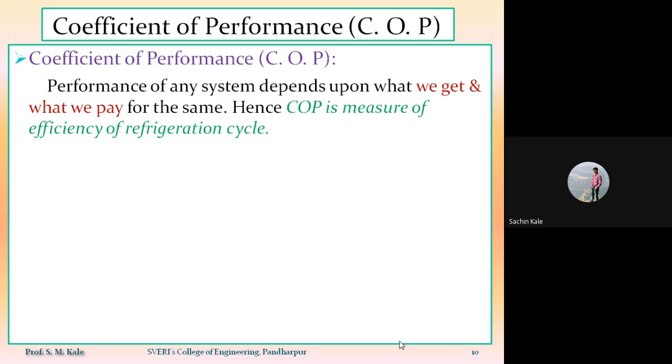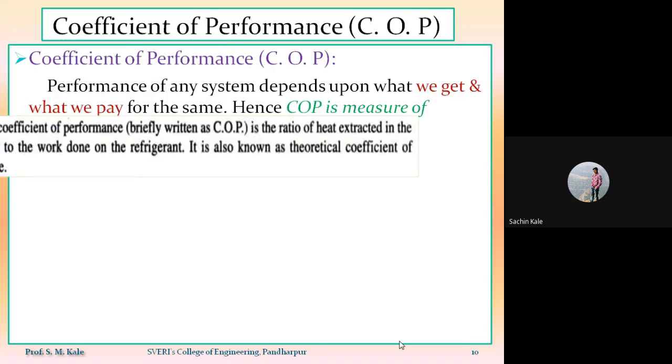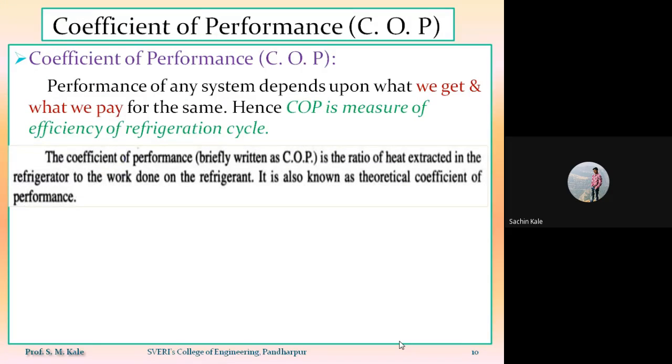So here performance of any system depends upon what we get and what we pay for the same. Hence COP is a measure of efficiency of the refrigeration cycle. So the coefficient of performance, simply written as COP, is the ratio of, in case of a refrigerator, output, which is nothing but heat extracted in the refrigerator.